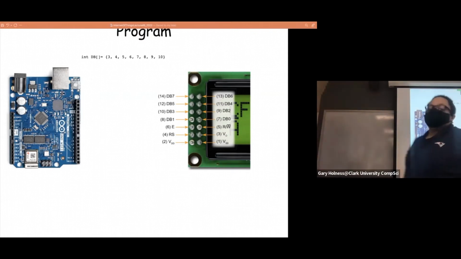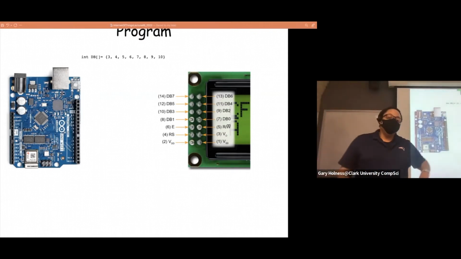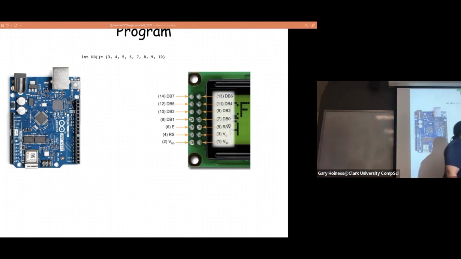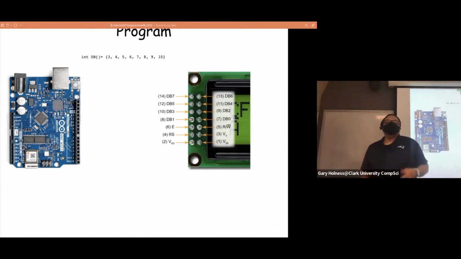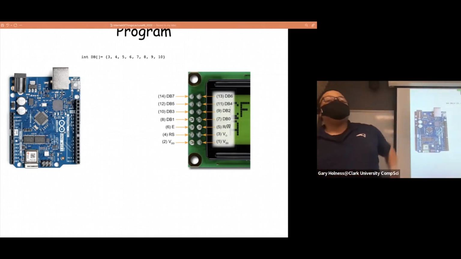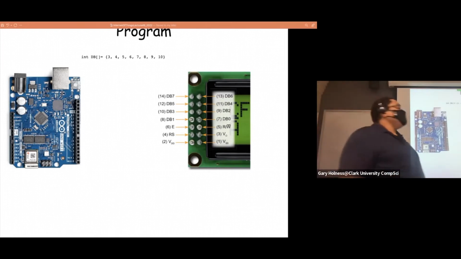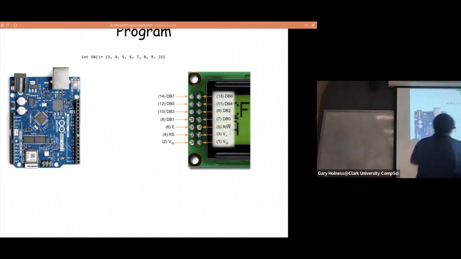Now, the thing to distinguish, and this is a conceptual leap, is the signal pins for the device versus the digital I/O pins for the Arduino, because you're going to be using a digital I/O pin to feed the signal pin on the device. Now, in the example, there was a data structure, an array, and that array is populated with digital I/O pin numbers for the Arduino.